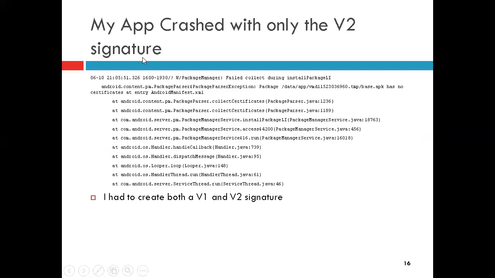This is the kind of thing that you might experience. That was one where I had an old phone and I only had a version 2 signature. I think these days we probably won't see this as often though. But if you create both a version 1 and version 2 signature, the application will work on both old and new phones, so you should be covered.